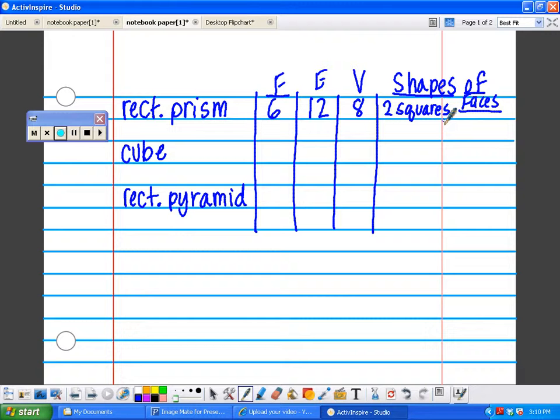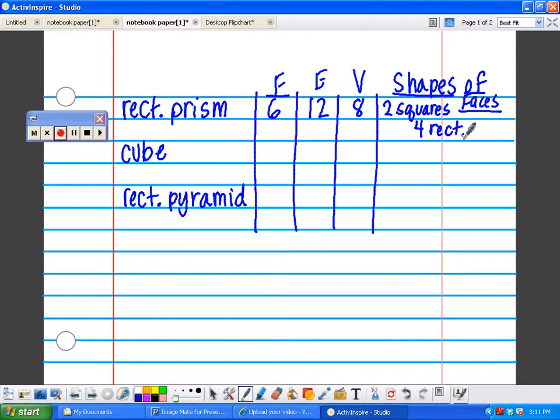Okay, very good. Let's go on to cube. Who in here has held a dice? So you've held a cube before, haven't you? Okay, a box. We've looked at a box, so you can picture a box in your head. Hold your box. What are we going to do first? Faces. You ready? 1, 2, 3, 4, 5, 6. How many faces? 6.